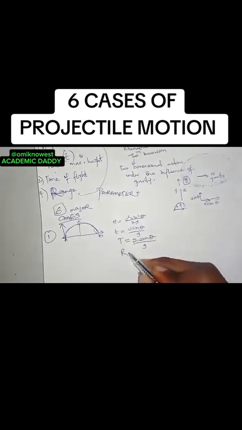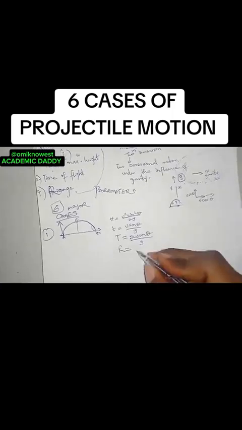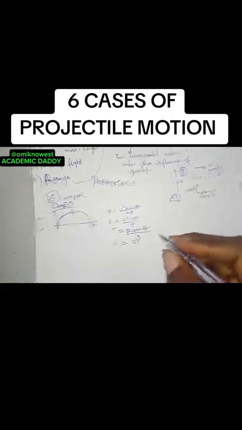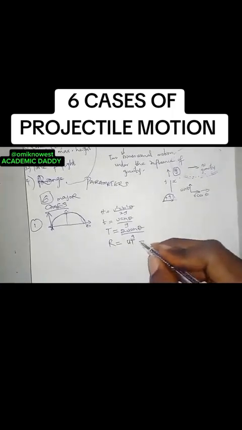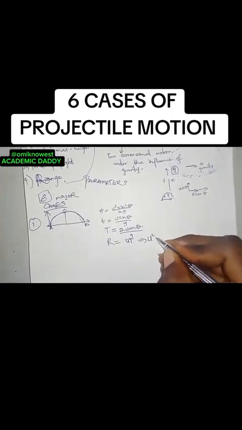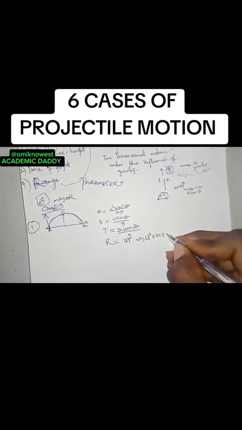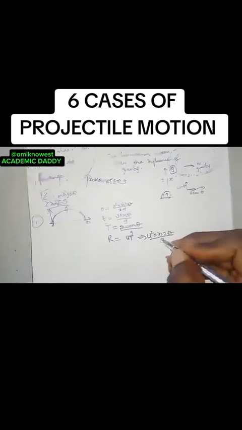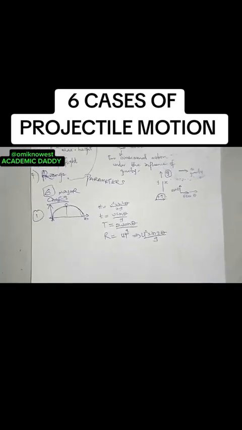Now the range, if you remember, range is ut. And if you check my first video, you see how we did it to get u square sine 2 theta over g. Very simple. It's sweet. Case 1. Most of you have crammed it. Now, case 2 is a case where, for example, an object is launched from a height. So you can be using your pen to write it down.